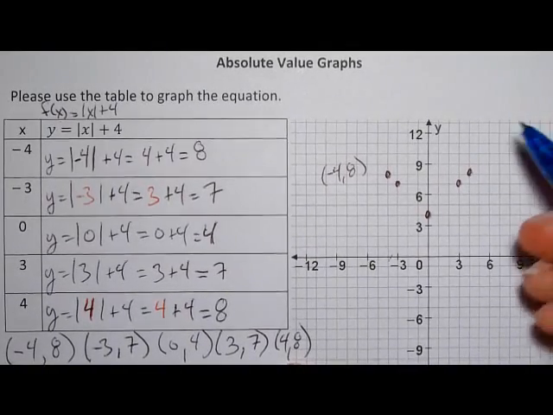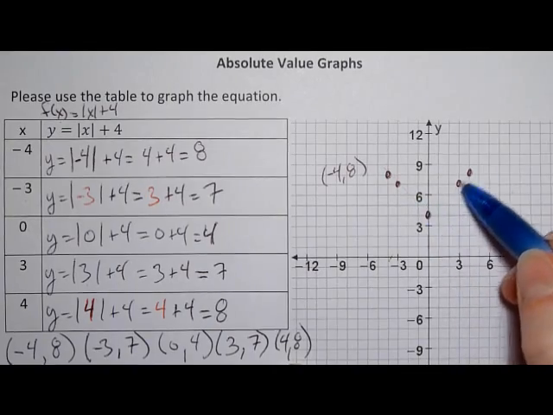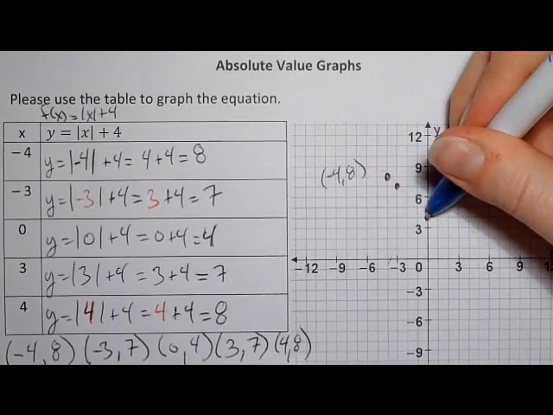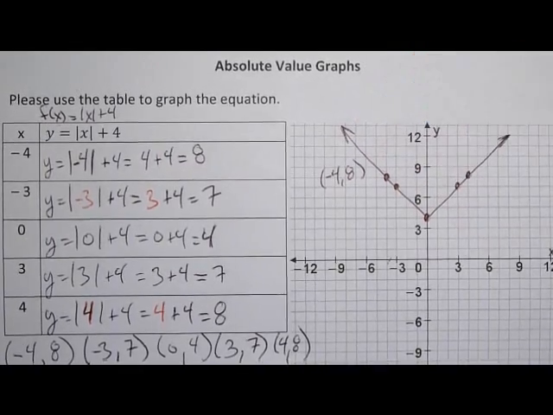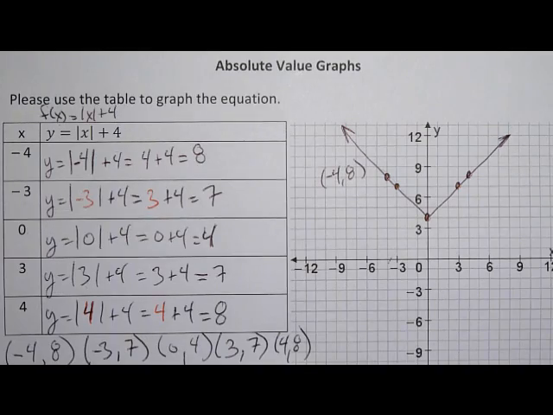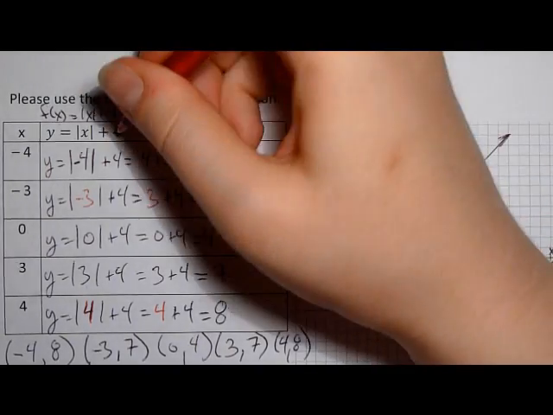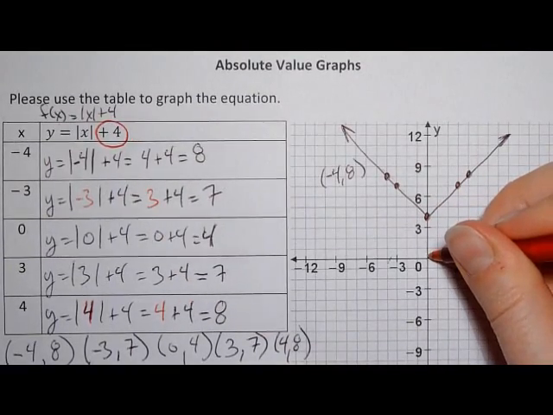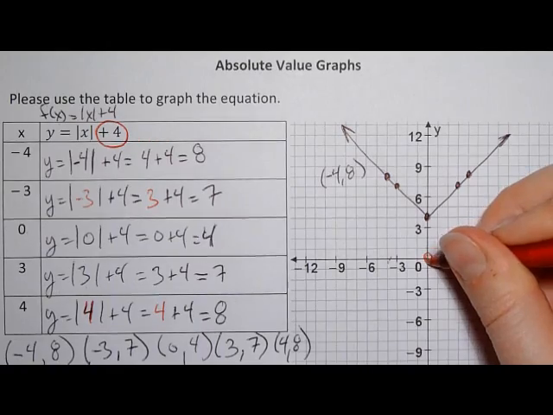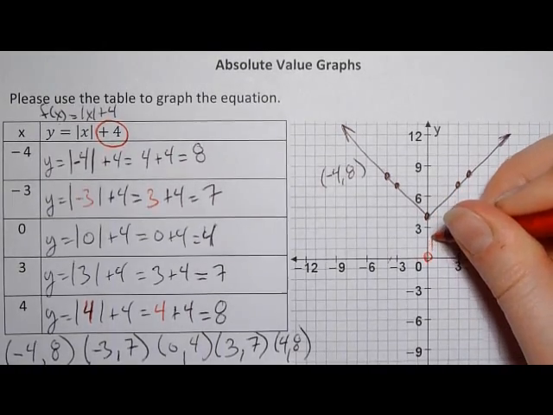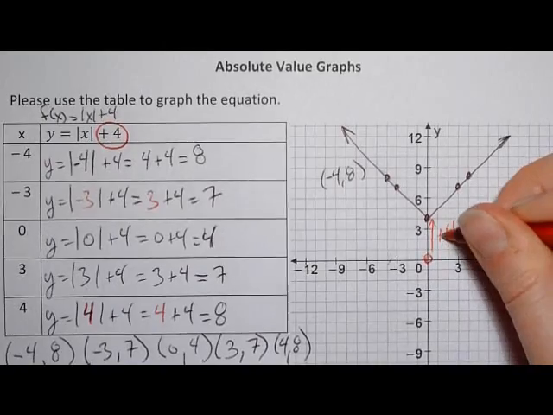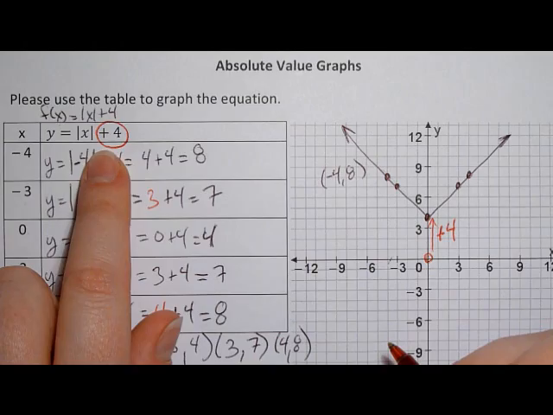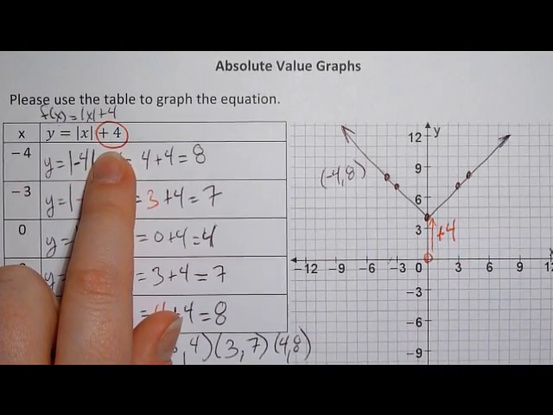Now I notice that if I connect these dots, I'm going to get a V shape. That's good because I know that absolute value equations always have a V shape. If we notice, this was x, absolute value of x plus 4, and this is the whole graph. The parent function of absolute value has its vertex at 0. Now the vertex has moved up 4. So you can see the kind of shift. If you add 4 to an equation, the whole thing shifts up 4 spaces.